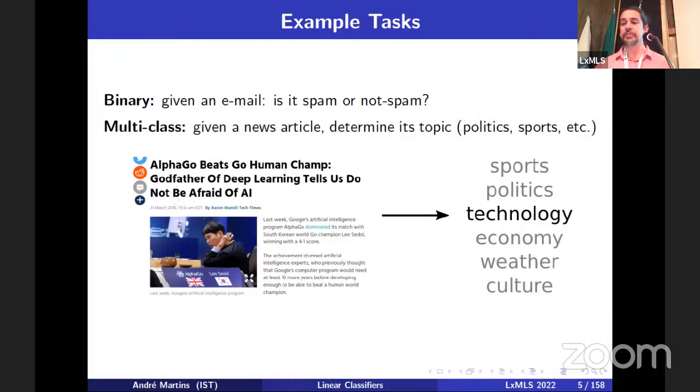If we're given as input a news article, for example, this news about AlphaGo, which was a huge success in 2016, the goal is to classify the topic of this article. Is it about sports? Is it about politics? Is it about technology? And so on. Usually you have a closed list of labels, and the goal is to output the label that best describes the topic of this document.